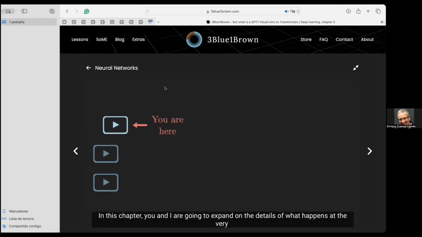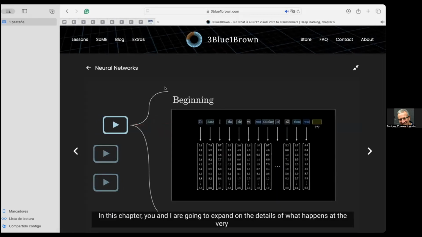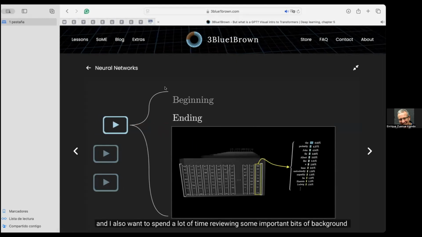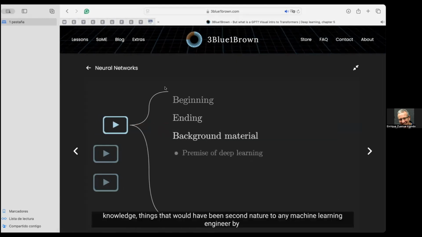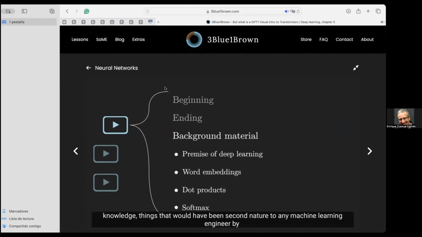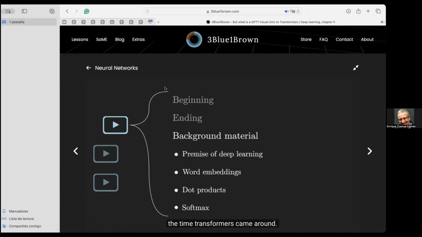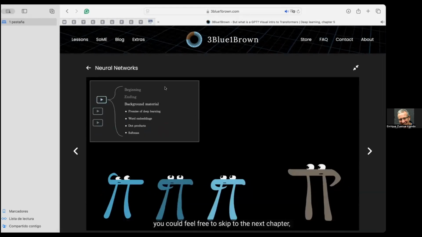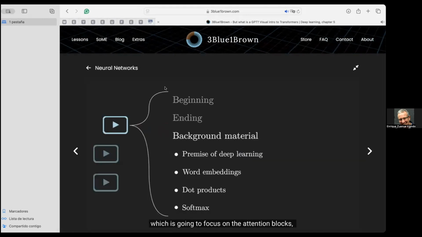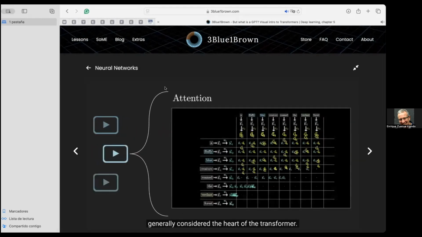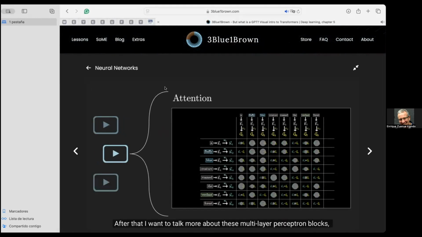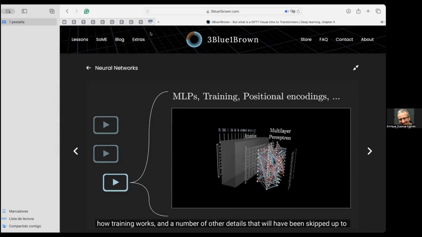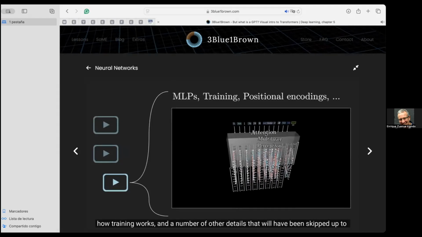In this chapter, you and I are going to expand on the details of what happens at the very beginning of the network, at the very end of the network, and I also want to spend a lot of time reviewing some important bits of background knowledge, things that would have been second nature to any machine learning engineer by the time transformers came around. If you're comfortable with that background knowledge and a little impatient, you could probably feel free to skip to the next chapter, which is going to focus on the attention blocks, generally considered the heart of the transformer. After that, I want to talk more about these multi-layer perceptron blocks, how training works, and a number of other details that will have been skipped up to that point.